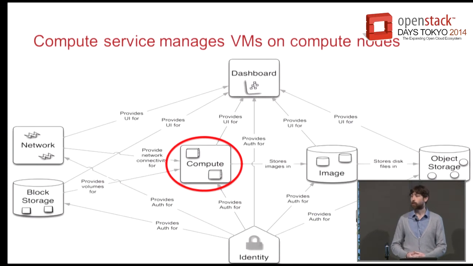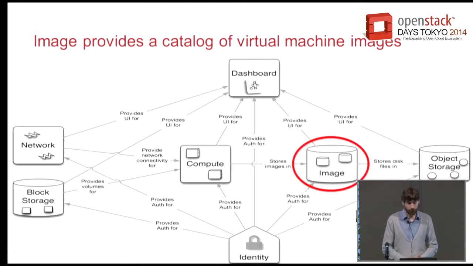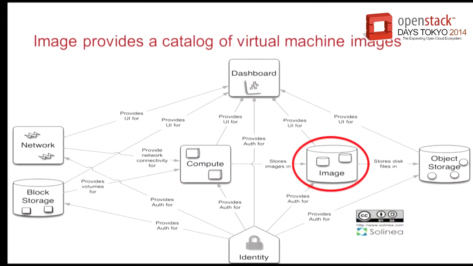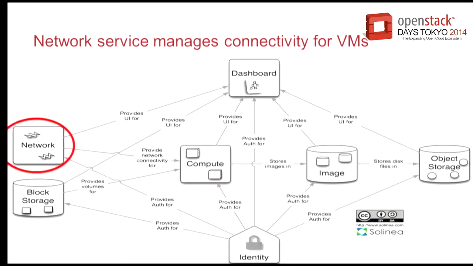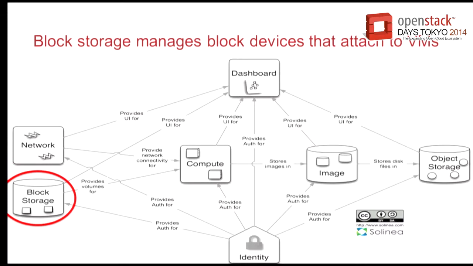The compute service, of course, manages pools of VMs on the compute nodes. The image service provides an image catalog and a delivery service, so you don't have to worry where images are stored. The identity service handles all of your login, authorization, and access. And the network service manages connectivity for all of those virtual machines. The block storage service, as we saw before, enables you to have persistent storage volumes, whose size users define, plugged into those virtual machines.